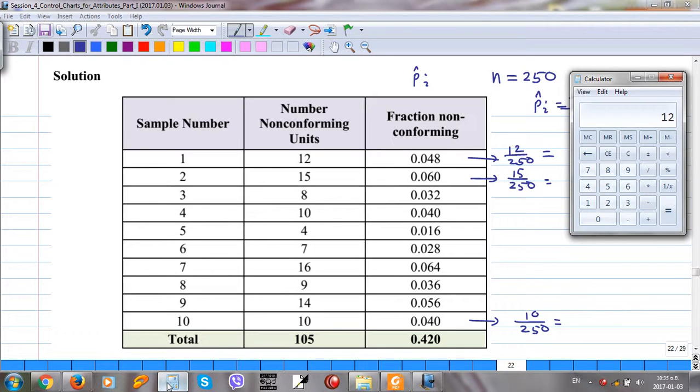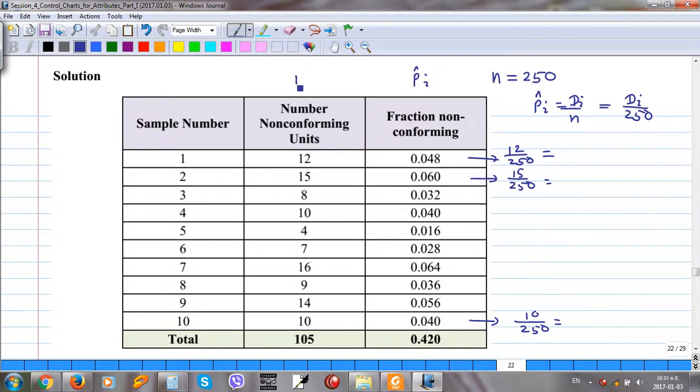12 over 250, that is 0.048. That is correct, no? This one, 15 over 250, that is 0.06. This one, 10 over 250, that is 0.04. Then you can find this, again, what is this? It is di, no? This is di.